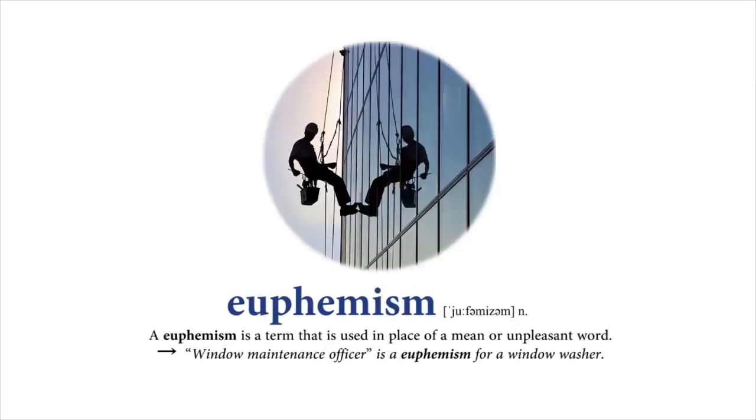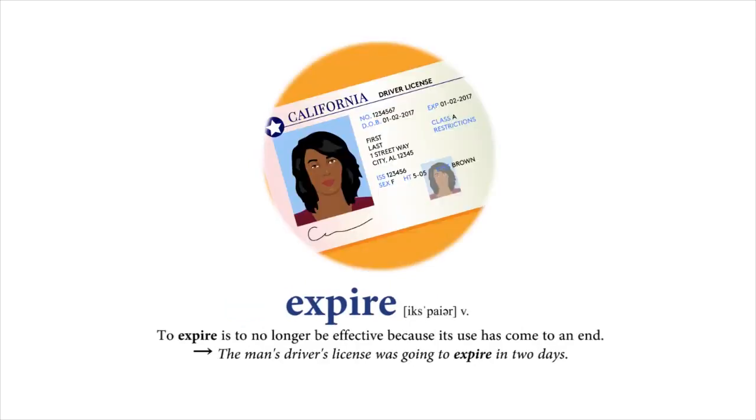Euphemism. A euphemism is a term that is used in place of a mean or unpleasant word. Window maintenance officer is a euphemism for a window washer. Expire. To expire is to no longer be effective because its use has come to an end. The man's driver's license was going to expire in 2 days.